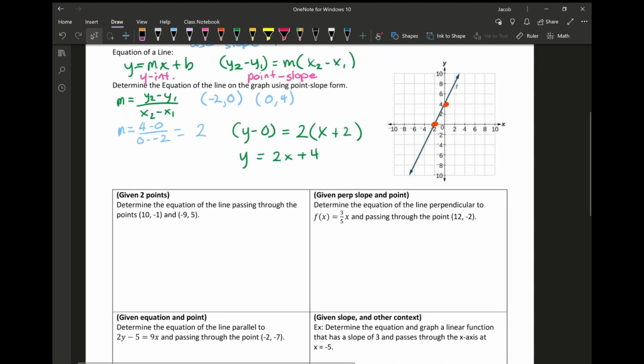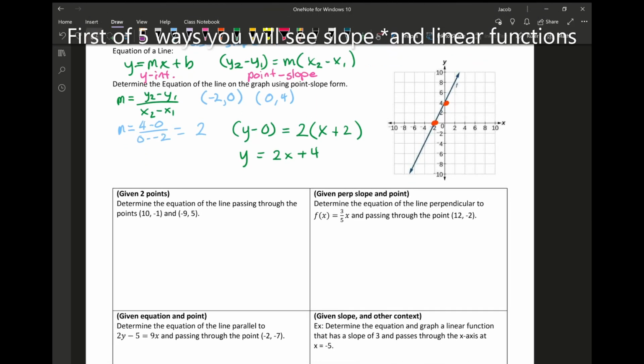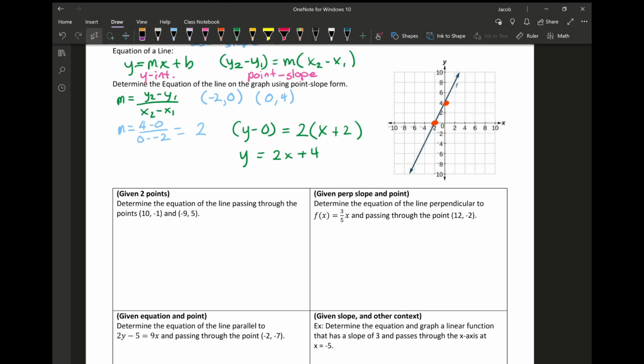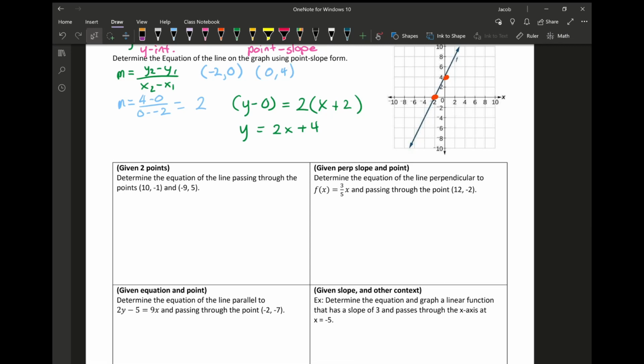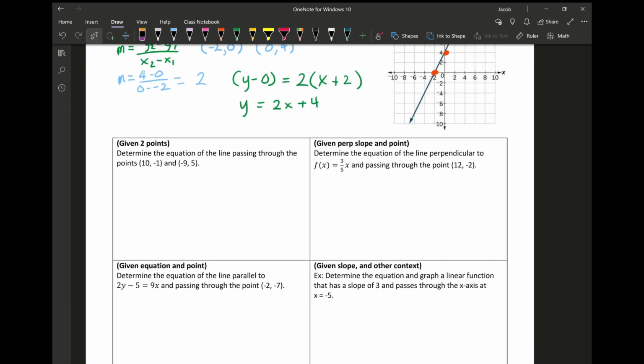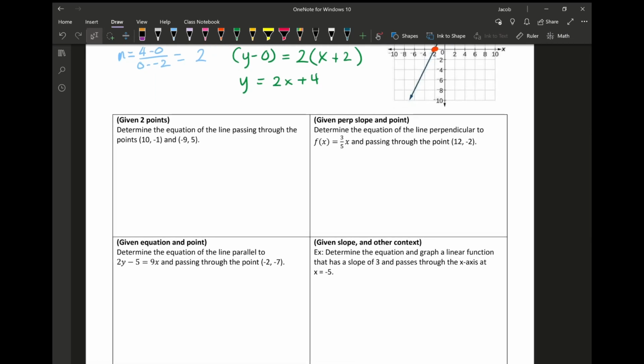Now this is the first of 5 different ways that you might see slope, and what I'm going to do is work through these problems. I'm going to stop along the way if something comes up like perpendicular slope and explain what that is. But for the most part, I'm just going to show you my solutions, and you can copy down the rest of these notes.